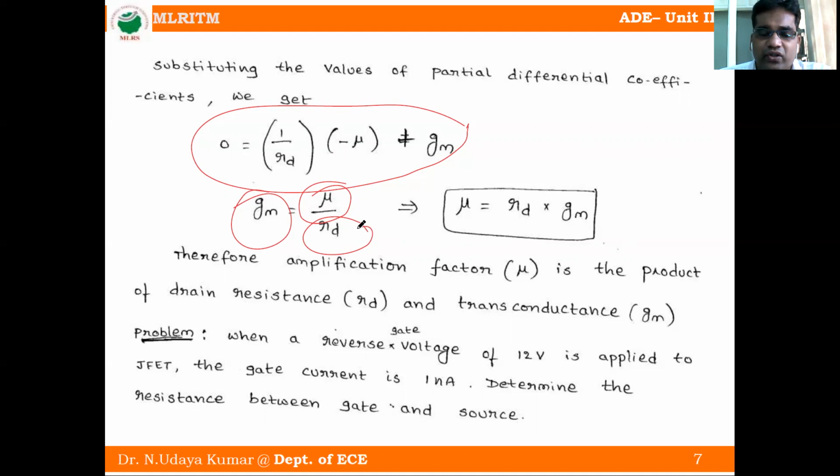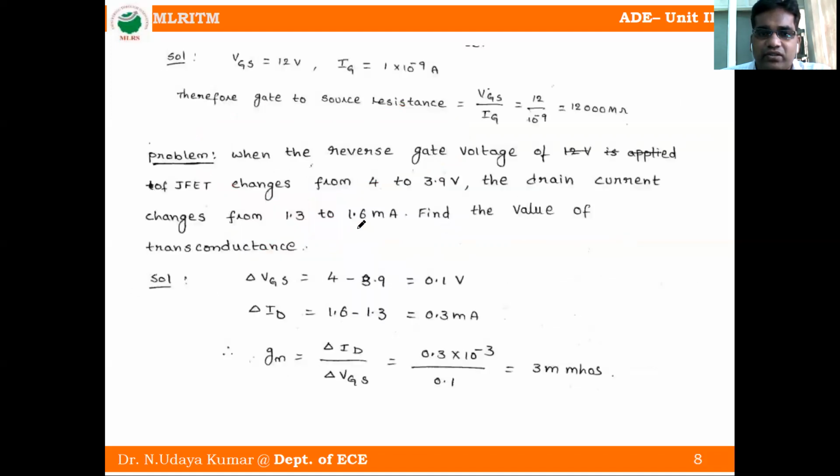So first of all, whenever a problem is given, we have to write the given data. Here the given data is the reverse gate voltage, that means VGS is 12 volts, and the other parameter is the gate current IG, which is 1 nanoampere. So VGS is equal to 12 volts and IG is equal to 1 nanoampere. Nano means 10 power minus 9. Therefore the gate to source resistance is gate voltage by gate current. We will get 1200 mega ohms.